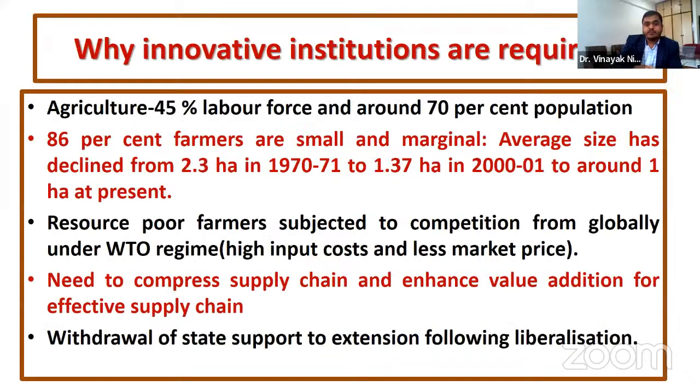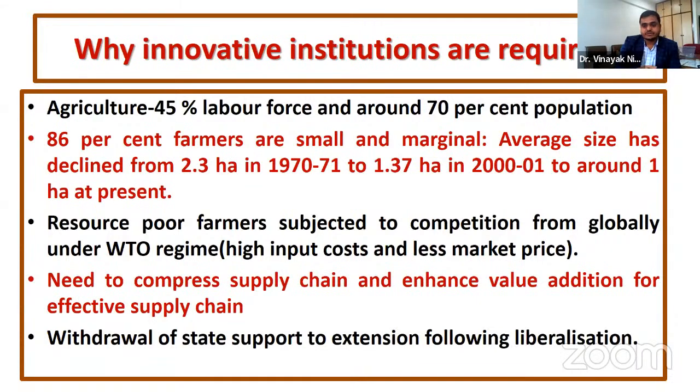Why do we need such innovative institutions like farmer producer organizations? We all know that agriculture employs about 40% of the labor force, and about 70% of our rural population is dependent on agriculture. If you see the composition of farms, 86% of the farm holdings are small and marginal holdings, and the average land holding is declining day by day. Small and marginal, resource-poor farmers take inputs at global prices, meaning the seeds, fertilizers and pesticides they purchase from multinational, global companies.